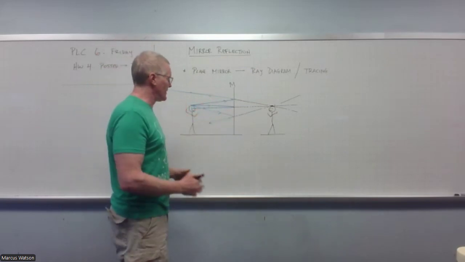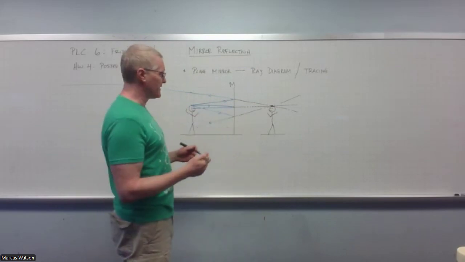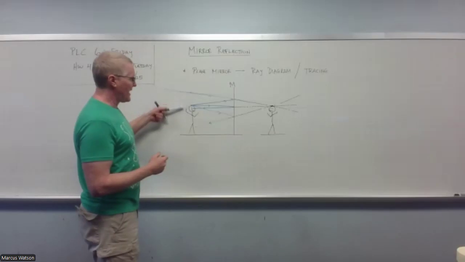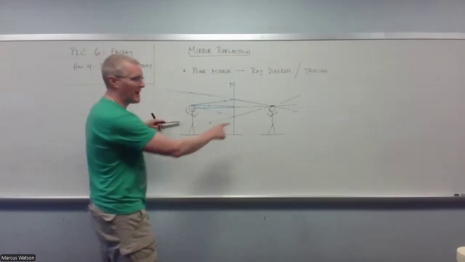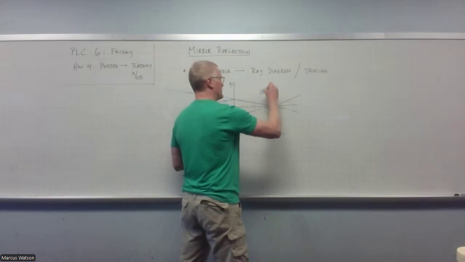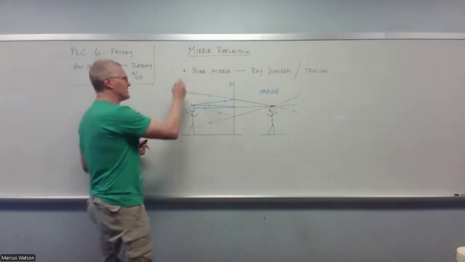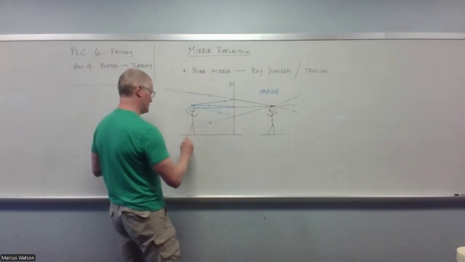All right. So you'll notice a couple of things about this. It's a kind of a fun situation. The height of the image and the height of the object. Height of the image, this is the image right here. A couple of words. That's the image. This is known as the object. I'm going to put that over here.